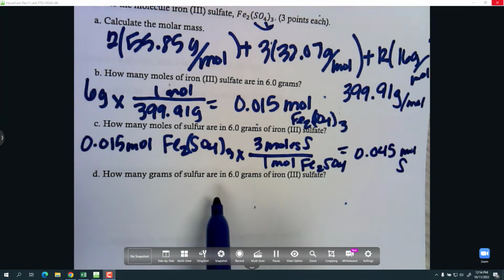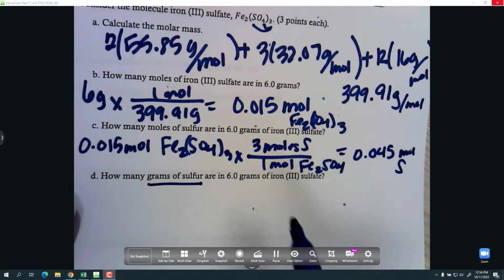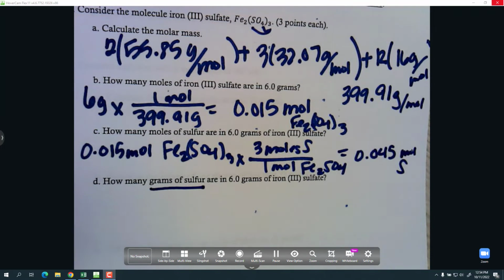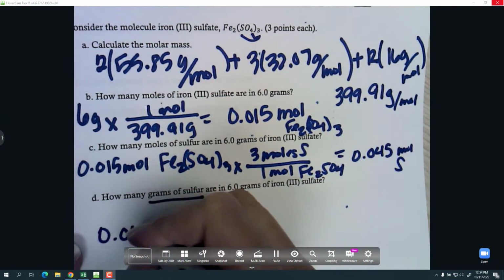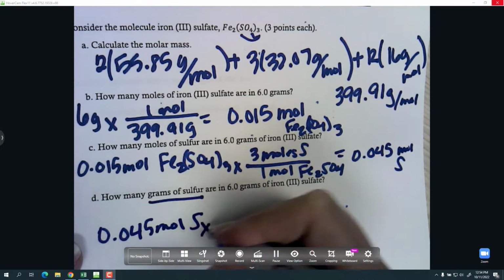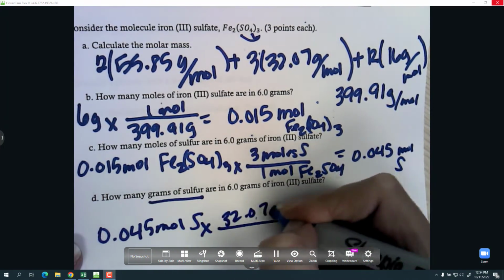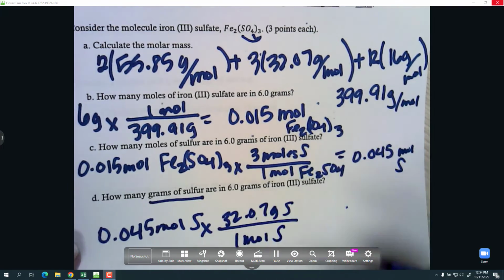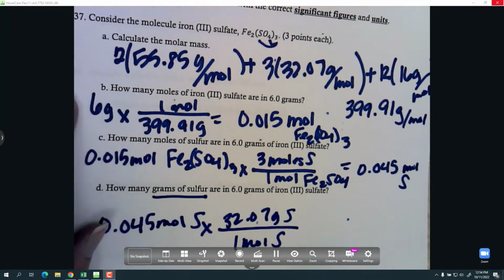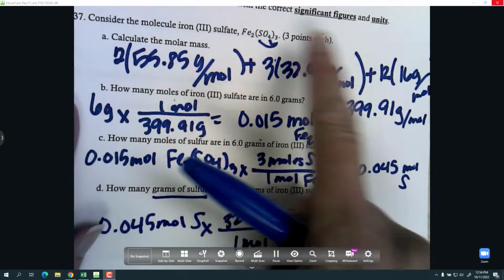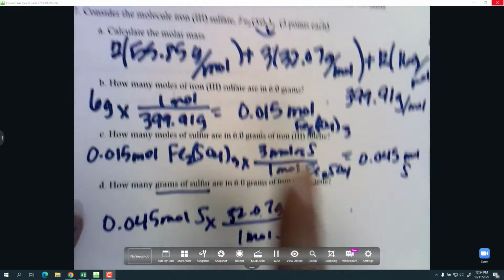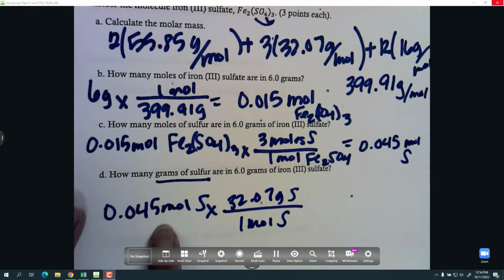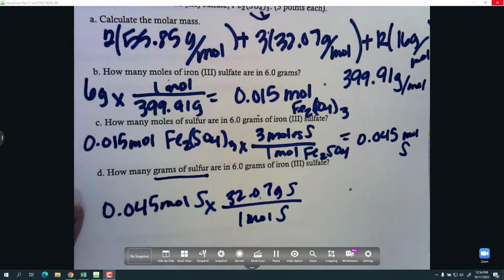Now, how many grams of sulfur are in 6 grams? How many grams of just sulfur? To figure that out, I can use the molar mass of just sulfur and the moles of just sulfur, this number here. All right, so the 0.045 moles. Just make sure when you're using a molar mass, it's the molar mass of the thing you're measuring. Up here, I had 6 grams of the whole compound, so I used the molar mass of the whole compound. Now I'm talking about just sulfur, so I'm using moles of just sulfur and the molar mass of just sulfur.